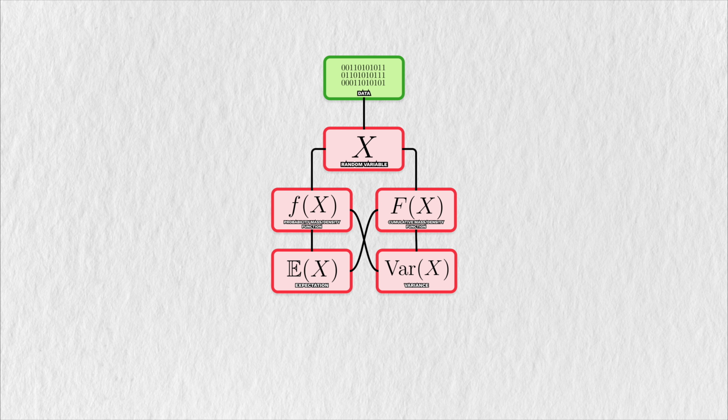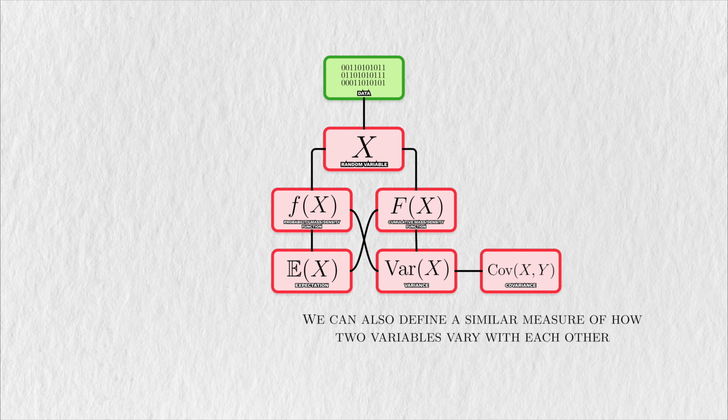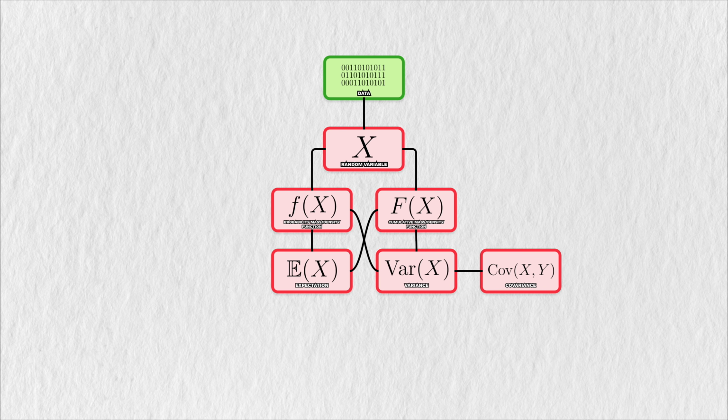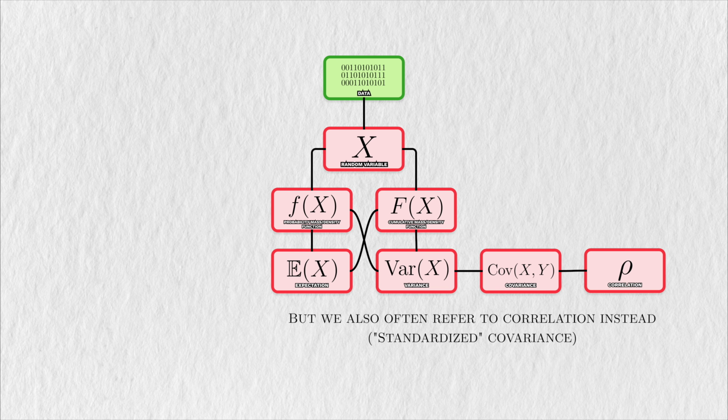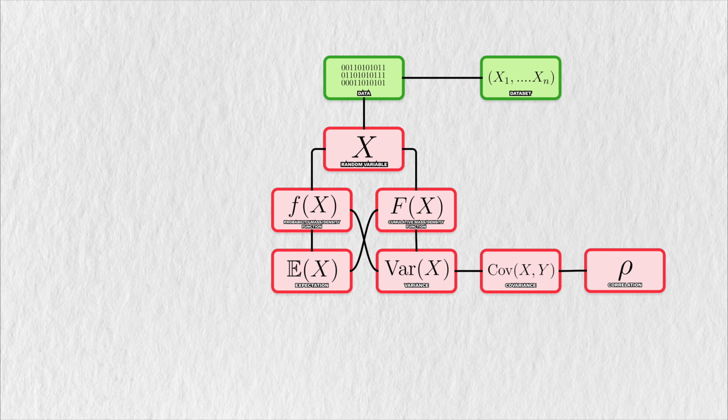While variance describes the uncertainty in a single random variable, we also have a notion of how 2 random variables vary with each other. This is covariance. But usually, we talk in terms of correlation instead of covariance, since it's standardized between -1 and 1. So far, we've just been talking about a single data point, but we all know that we need more data than that to do anything useful.